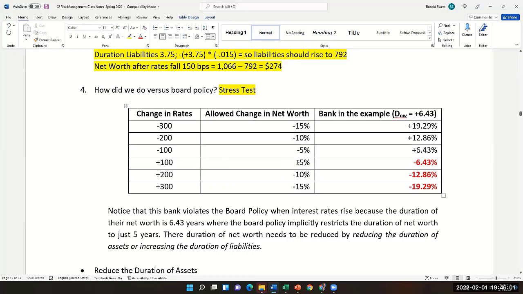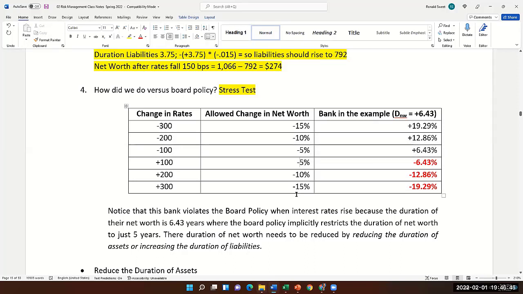They're saying if rates rise 100 basis points, we can't lose more than 5%. If rates fall 100 basis points, we can't lose more than 5%. What would the duration of net worth have to be so that you lost 5%? Any takers? So there it is right there, 5 years, right? If the duration of the net worth is positive 5 years and interest rates rose 100 basis points, what would their net worth do? It would fall 5%. If the duration of net worth was 6 years, 100 basis points would cause their net worth to fall 6%. They'd be out of violation.